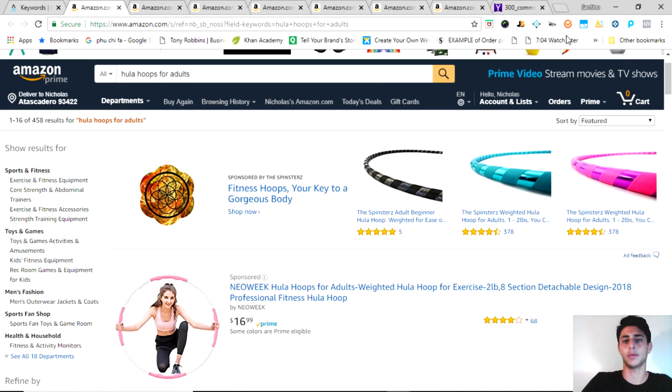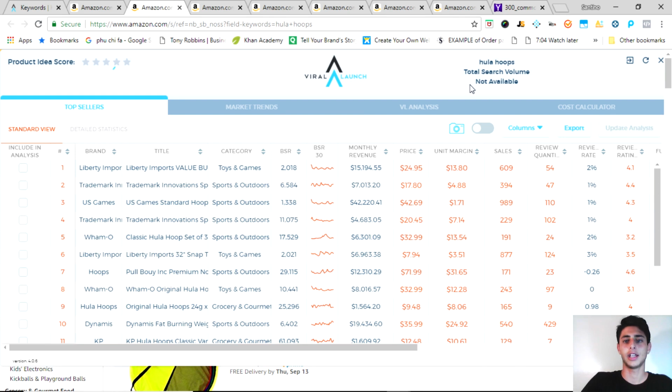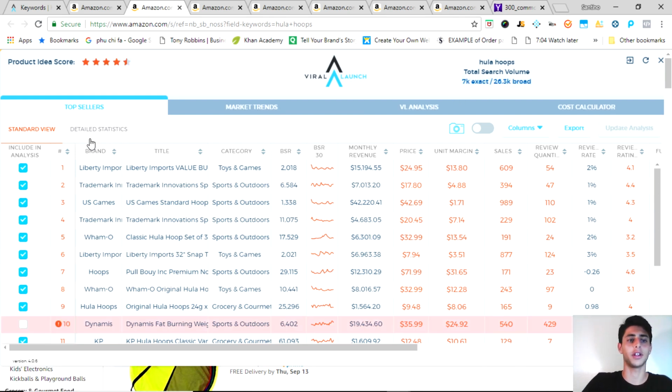And then while we're waiting, we can also run the Viral Launch Chrome extension for hula hoops for adults and go back to hula hoops. Let's see what it's doing. So immediately, product idea score of 4.5 stars. That's a great sign immediately. Total search volume of 7,000 monthly searches, which is also over 5,000. So that meets our criteria.